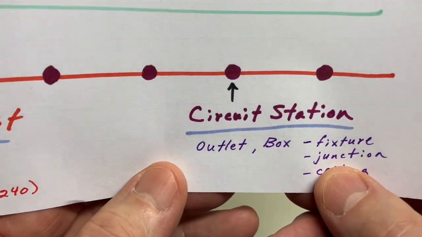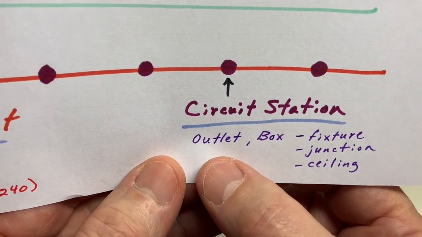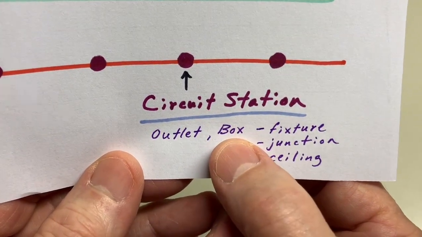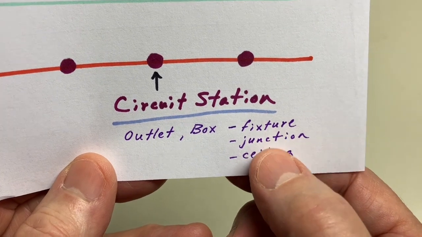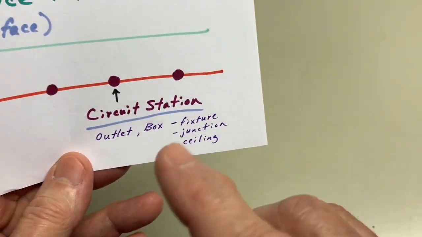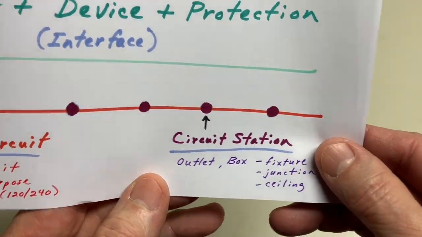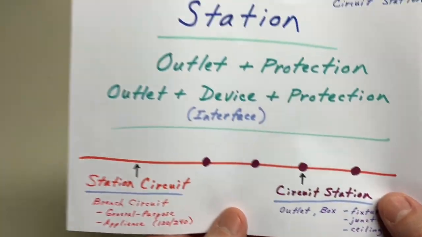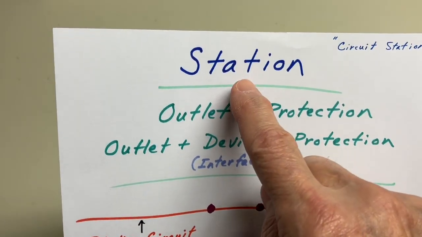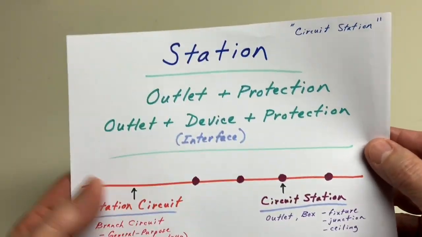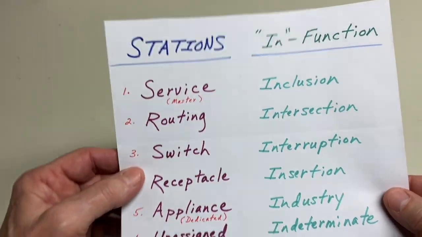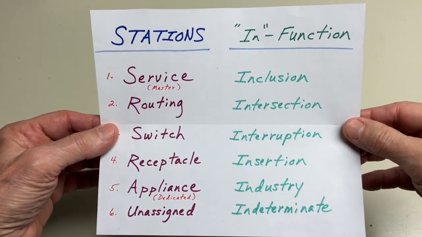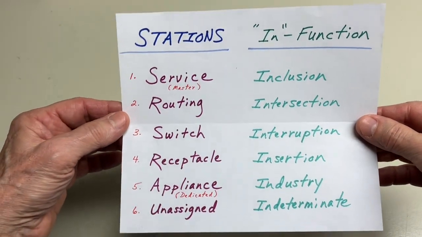The contemporary, traditional names for this are outlet or box. It could be a fixture box, or they could call it a junction box or a ceiling box. But there are all these different terms that they use to refer to what I call a station. I think I've simplified it a little bit. All right. In my system, there are 6 kinds of stations.